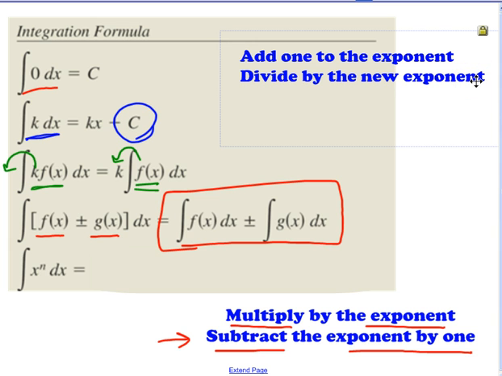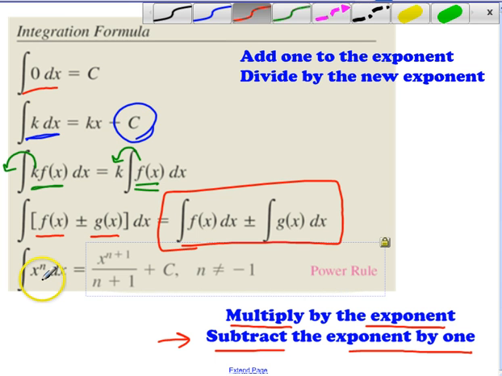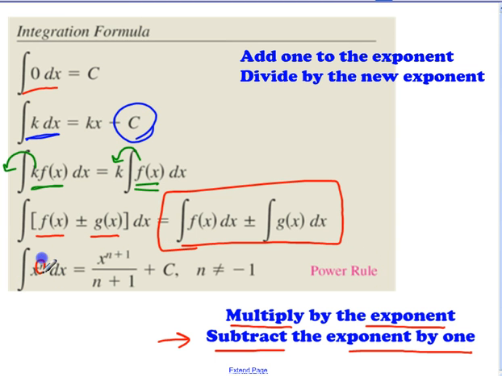That might sound kind of confusing, but here's really what it looks like. What you do is you take this exponent right here and you add 1, and you get x to the n plus 1. Now I have a new exponent. The new exponent is n plus 1. And so I divide by that same new exponent. So the top and the bottom are going to look the same until, of course, you reduce them. And I can't forget my plus c.